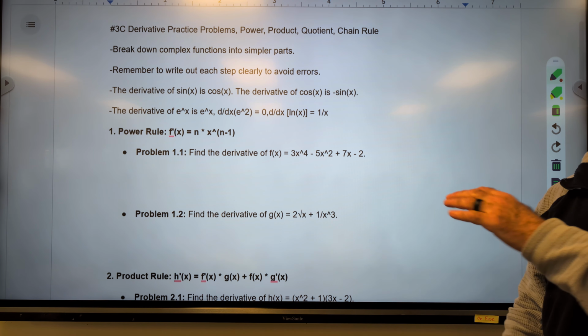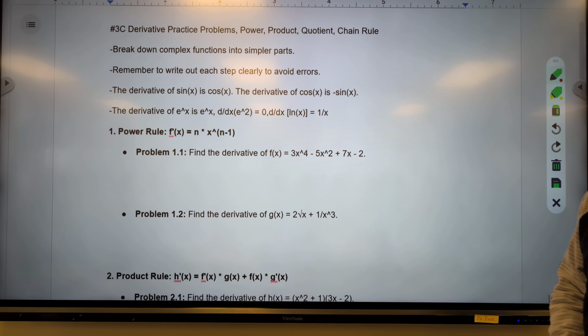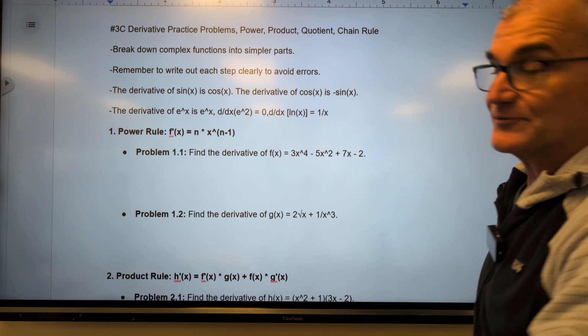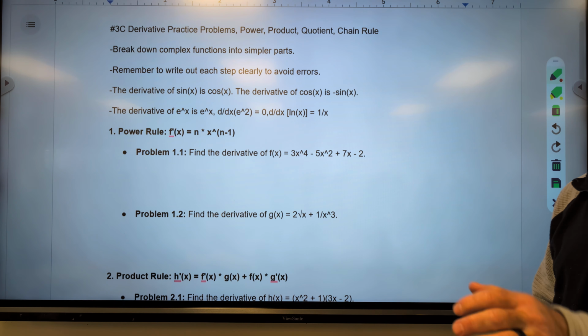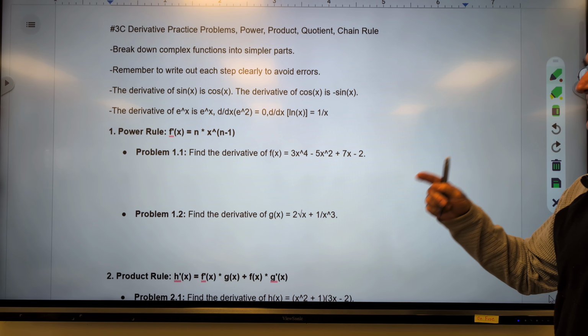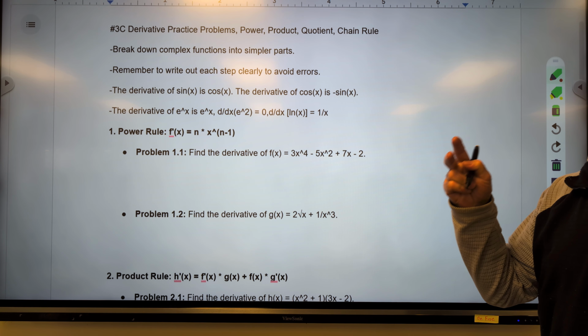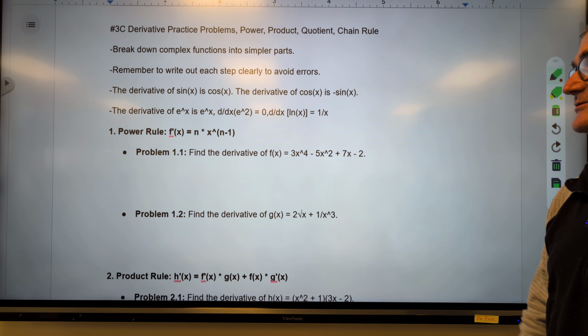Today I'm going to do a quick overview on the derivatives for a calculus class. There are 4 different rules we're going to look at in derivatives: the power rule, the product rule, the quotient rule, and the chain rule.